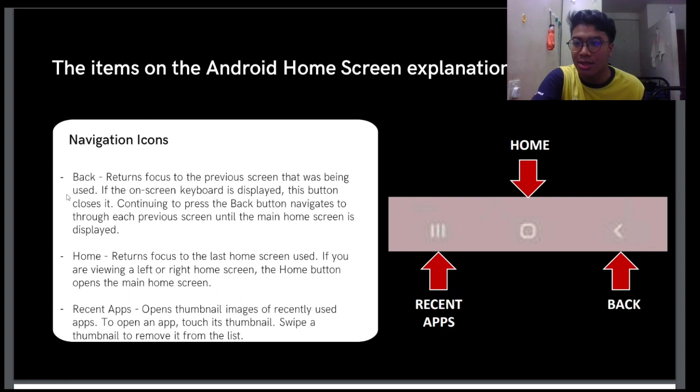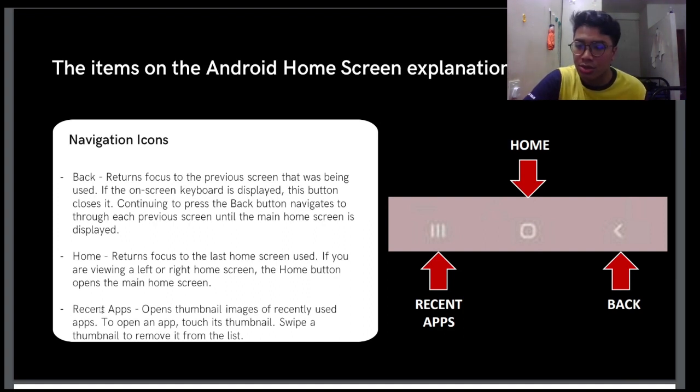First is back. It returns the focus to the previous screen that had been used. If the on-screen keyboard is displayed, this button closes it. Continue to push the button to go through each previous screen until the main home screen is displayed. The second is home. It returns the focus to the last home screen used. If the view is the right or left home screen, the home button will open the main home screen.